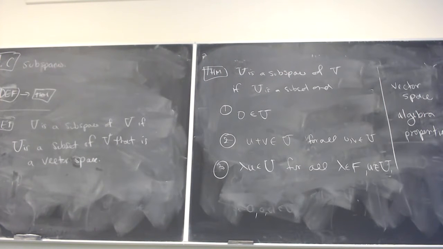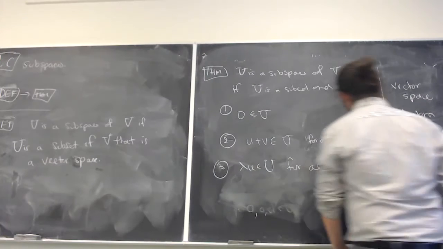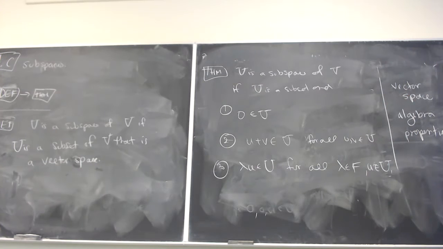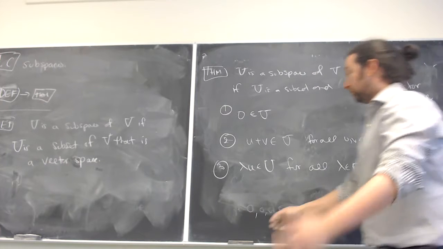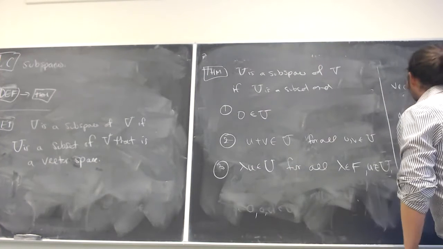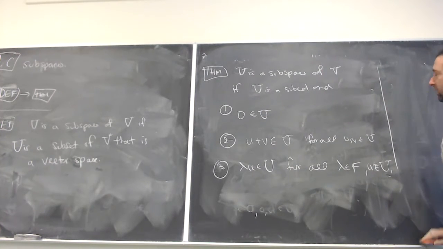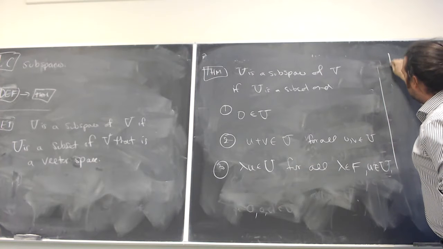So subspaces are cool. And one reason subspaces are cool is because they give you lots of examples of vector spaces. As soon as you have a vector space, any closed subset turns out to be a vector space. And there's some awesome ones. Some incredibly useful ones.